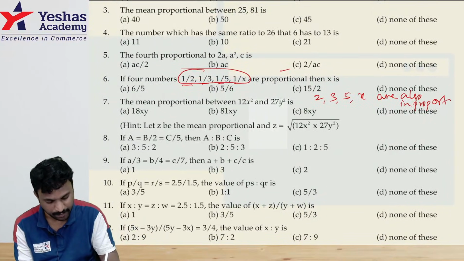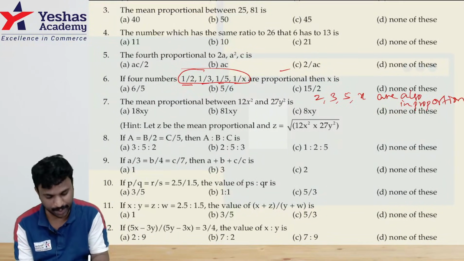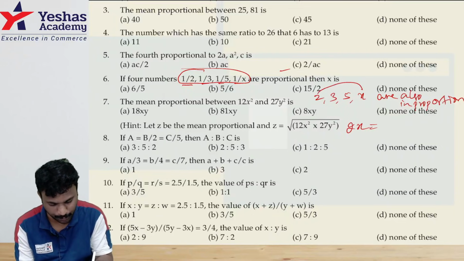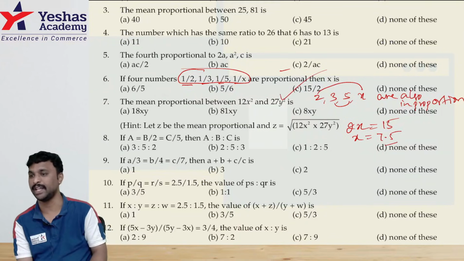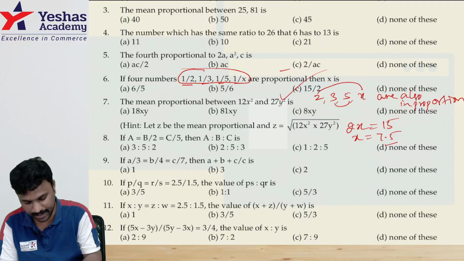So obviously, if you apply the concept of proportion, product of the extremes 2 into x is equal to product of the mean term, that is 15. So x is equal to 15 by 2, which is 7.5. That means option C, 15 by 2, right? Option C is the right answer.